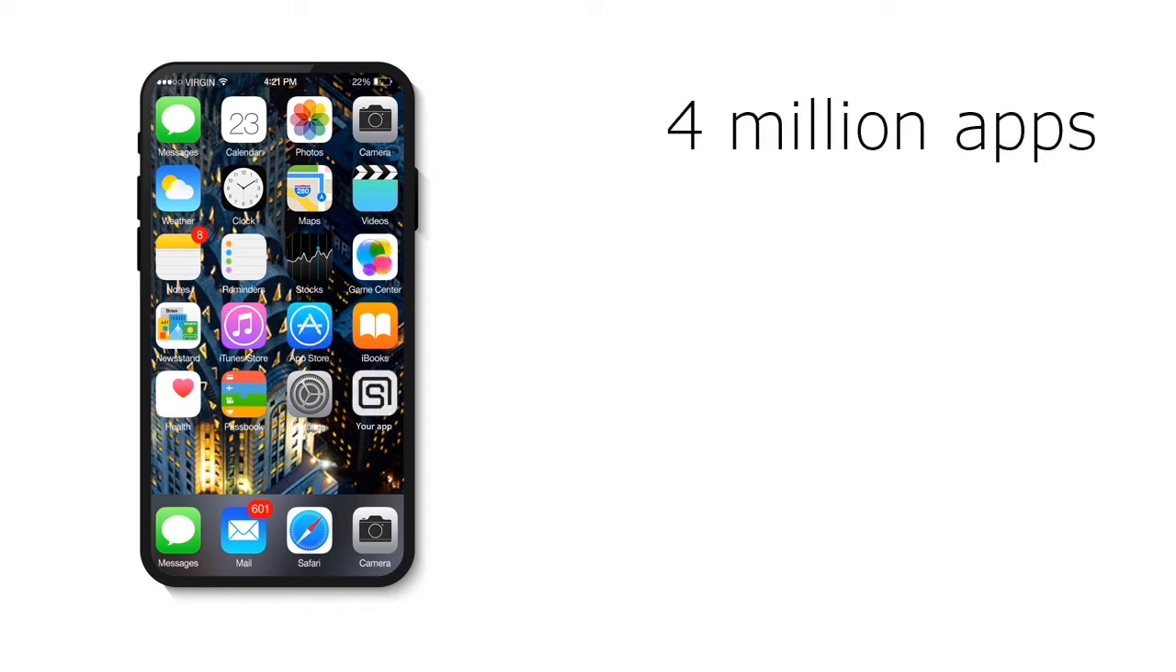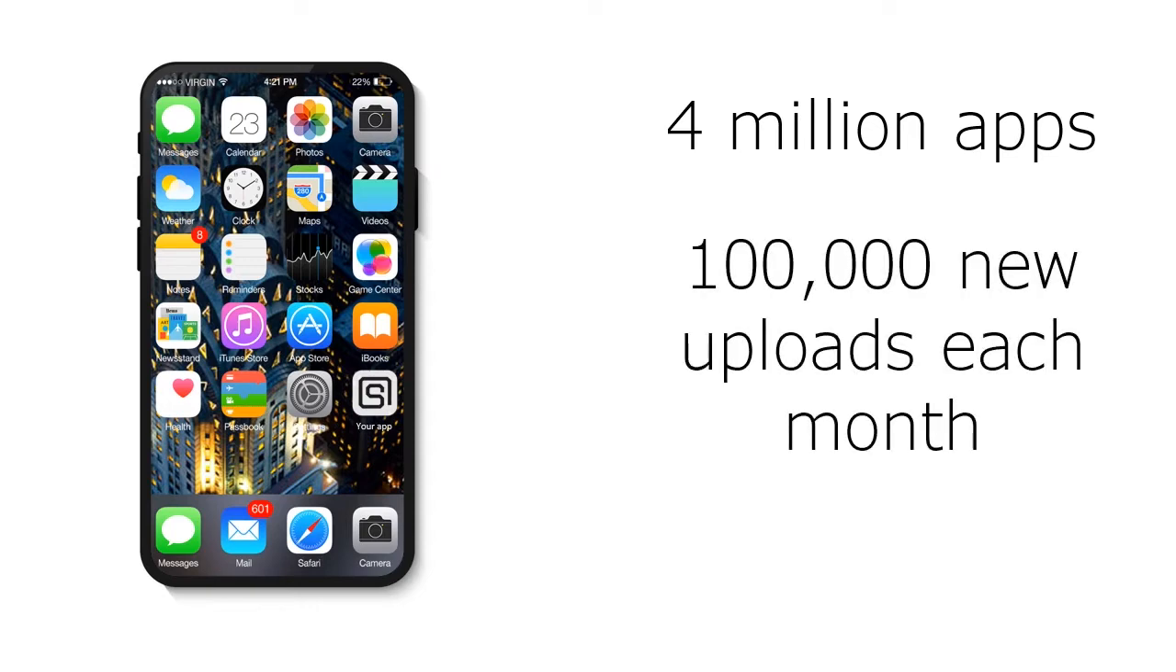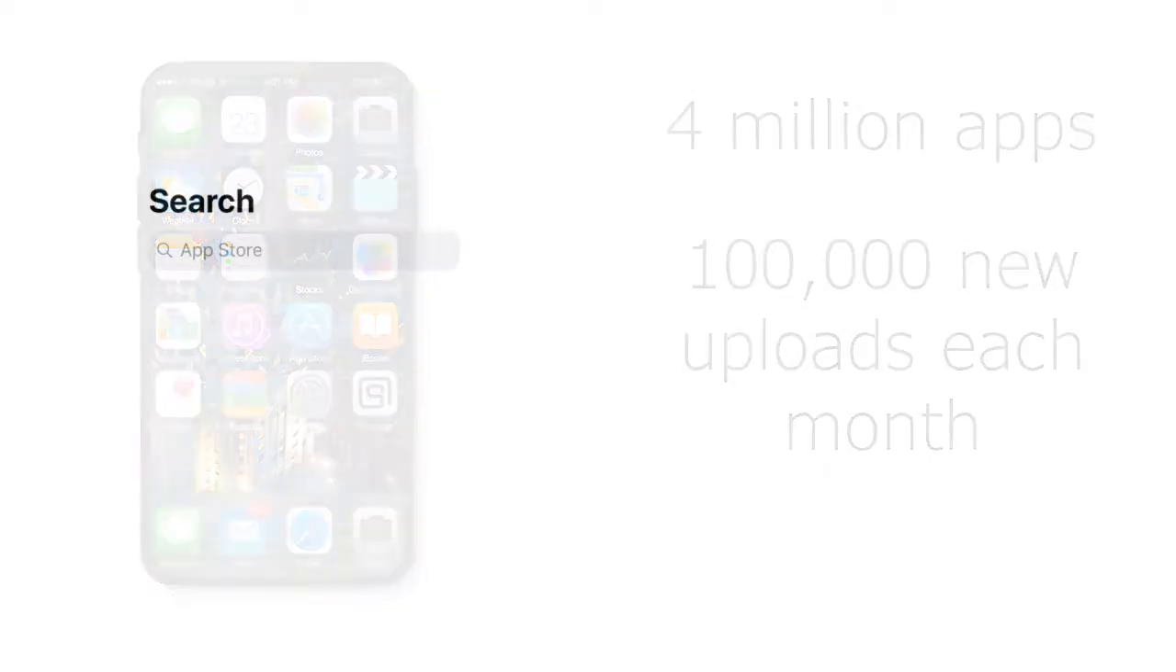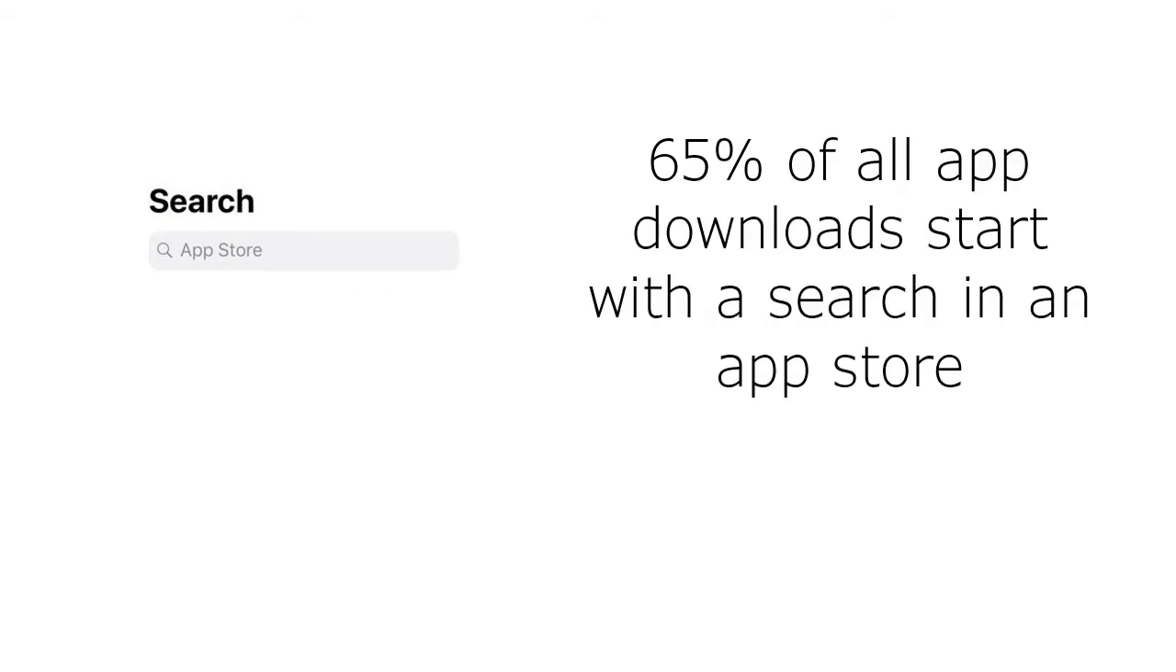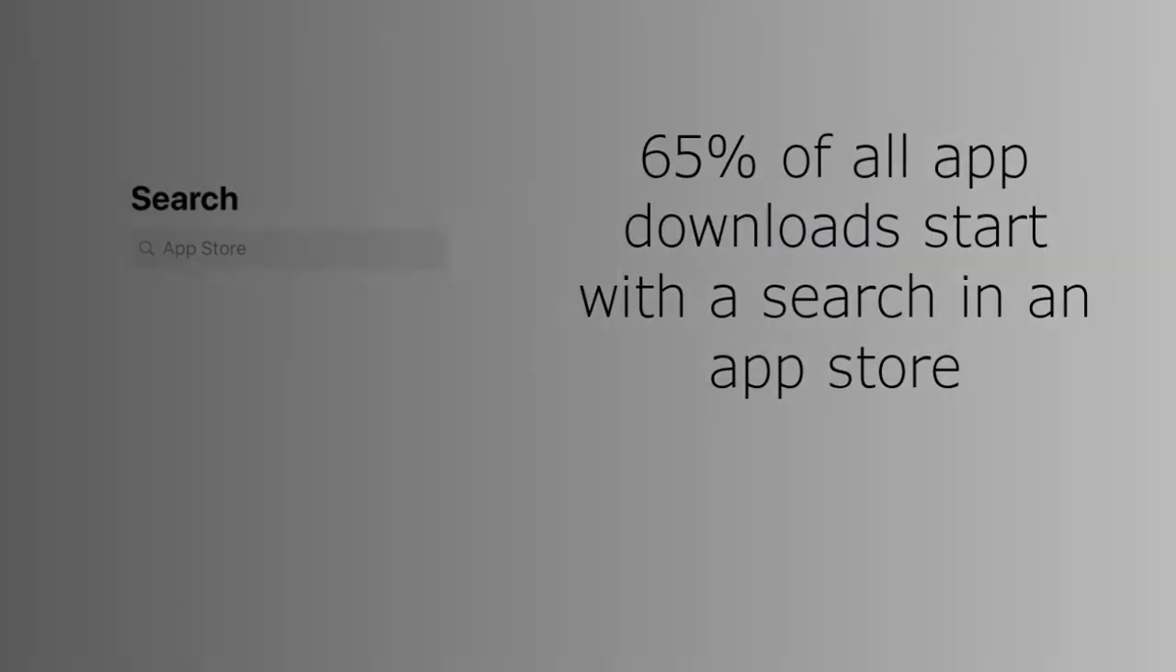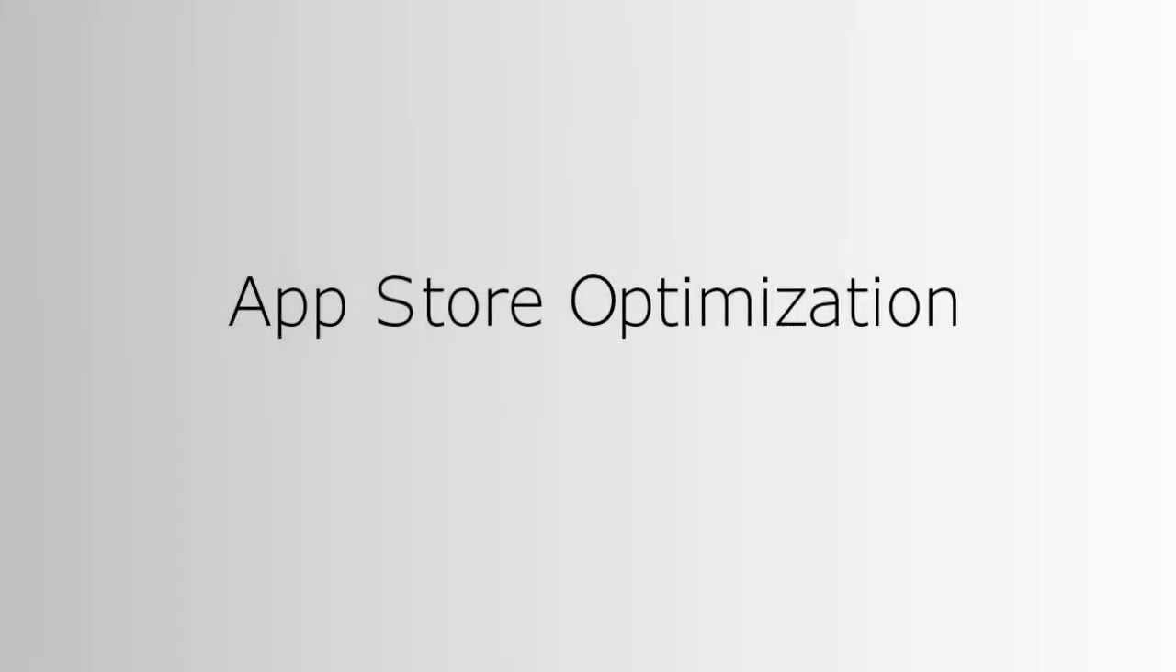So you want to get your app in front of potential users, especially in international markets? With well over 4 million apps in the Apple App Store and on Google Play, and almost 100,000 new apps released each month, that's no easy task. In fact, more than 65% of all new app downloads begin with a simple search in the App Store. To make sure your app is discoverable by your target audience, you need App Store Optimization, or ASO for short.